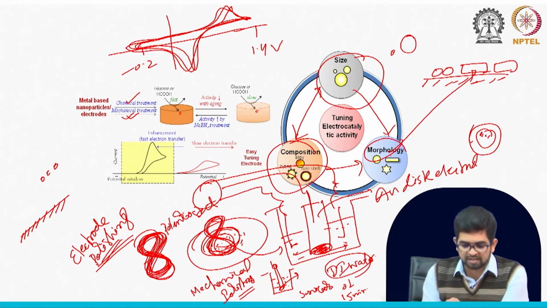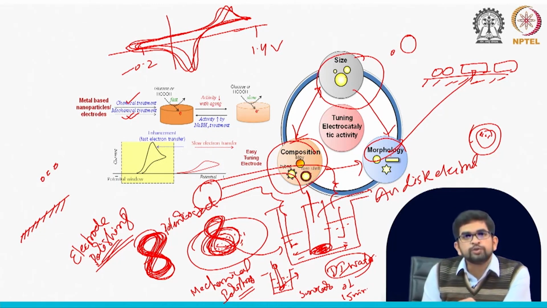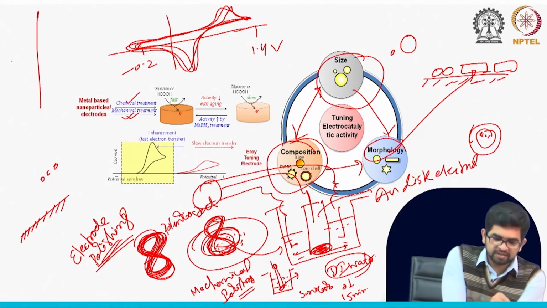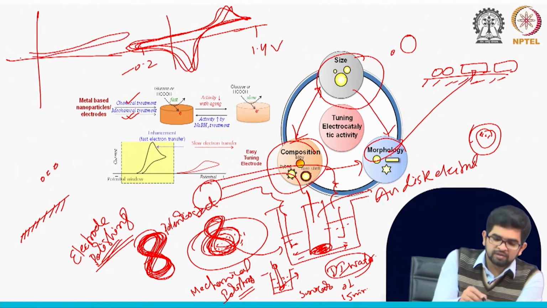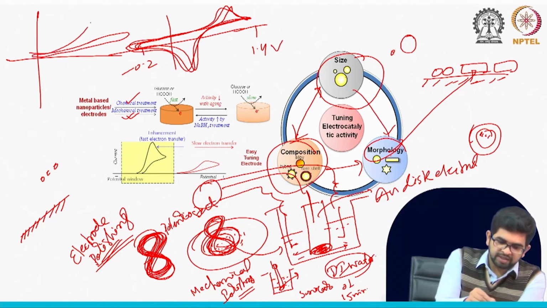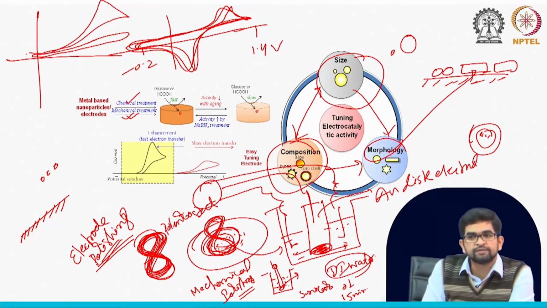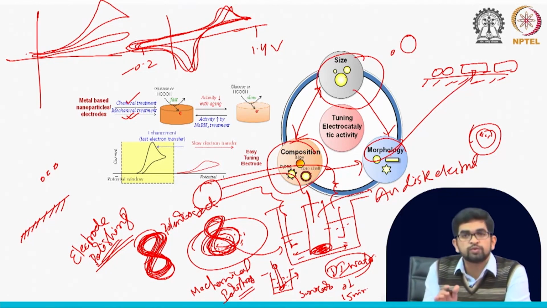So you should always go for this kind of mechanical polishing treatment so that you can remove all the contaminants. This is also a kind of tuning of electrocatalytic activity. If you check, for example, formic acid oxidation, before polishing you may get something like this cyclic voltammogram. After polishing you may get something like this. So why the improvement? Because it removed all the contaminants, and at the same time it enhanced the catalytic activity.